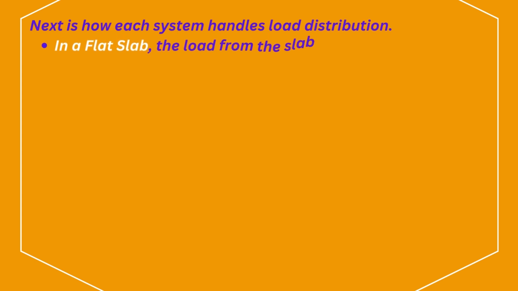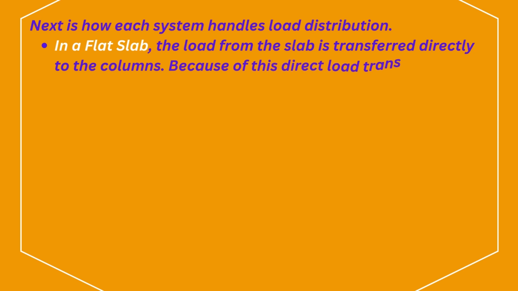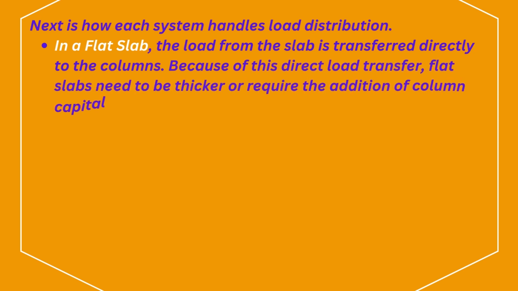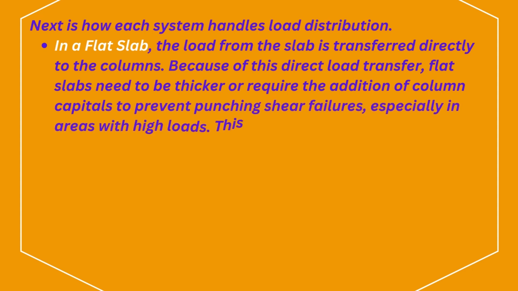Next is how each system handles load distribution. In a flat slab, the load from the slab is transferred directly to the columns. Because of this direct load transfer, flat slabs need to be thicker or require the addition of column capitals to prevent punching shear failures, especially in areas with high loads. This can lead to increased material usage.